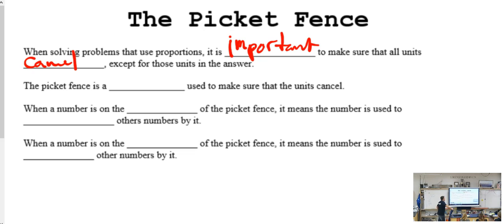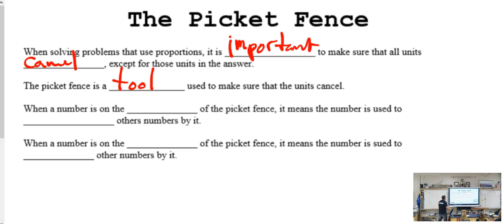All right, the picket fence is a tool used to make sure that the units will cancel. Really, I'm just trying to save you from screwing up your math. If you'll learn this process and repeat it, you won't go astray.